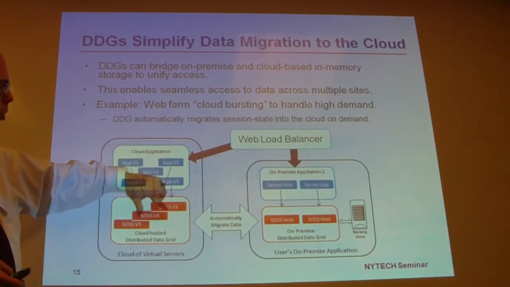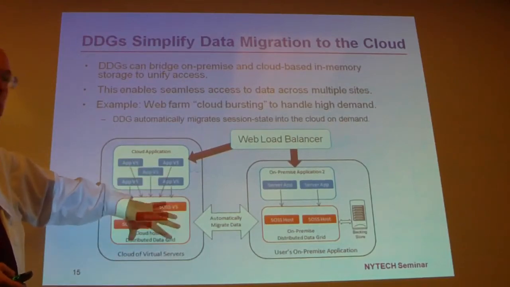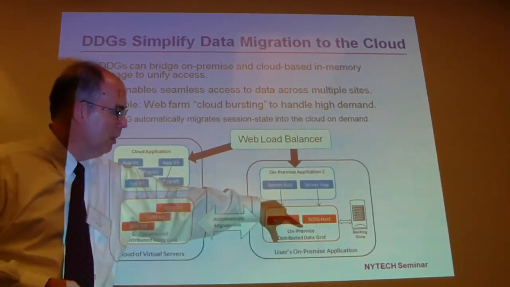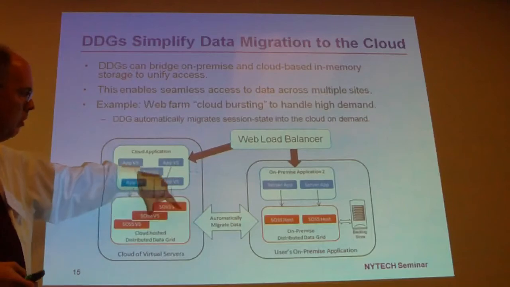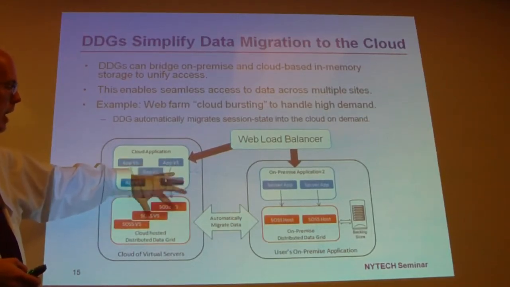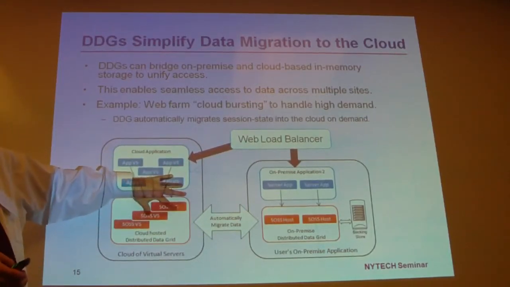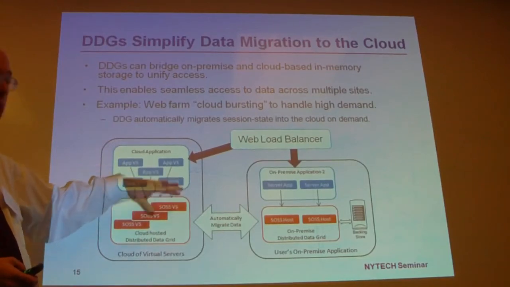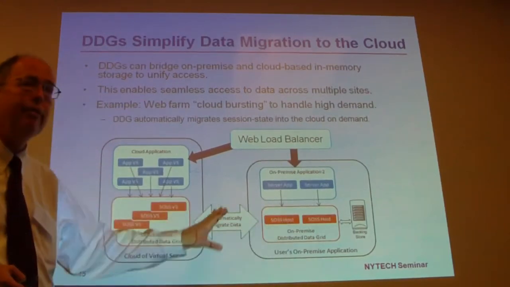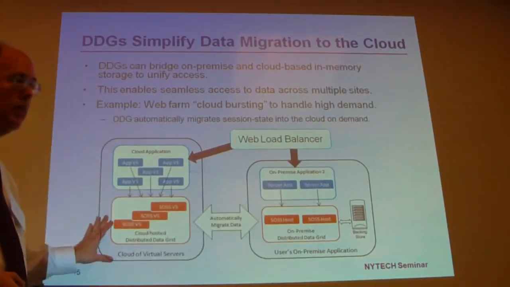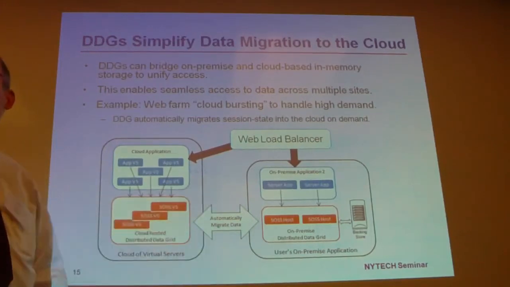shopping cart. The grid will detect that the shopping cart is not located here, it's located on premise. It will move it through a wide area network to the grid, to the cloud, and then make it available as if it had been there all along. And this is a capability that a grid can give you to offload the need to move data through secondary storage to get it from one site to another.